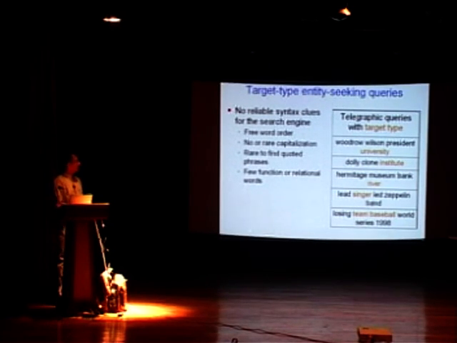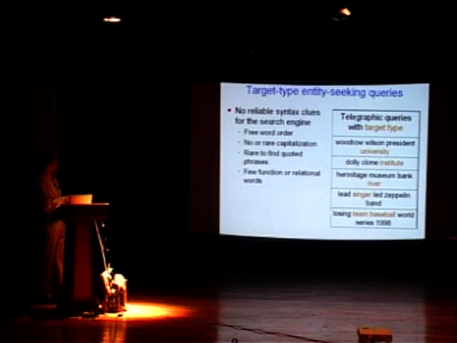Another typical query, Dolly Clone Institute. The user is looking for the institute where Dolly the sheep was cloned. How do you know that institute is the target type? How do you know that river is the target? Or losing team baseball World Series 1990. So I'm looking for a baseball team. I'm not looking for World Series, for example. Or Woodrow Wilson was the president of which university? You're not looking for a president, you're looking for a university.